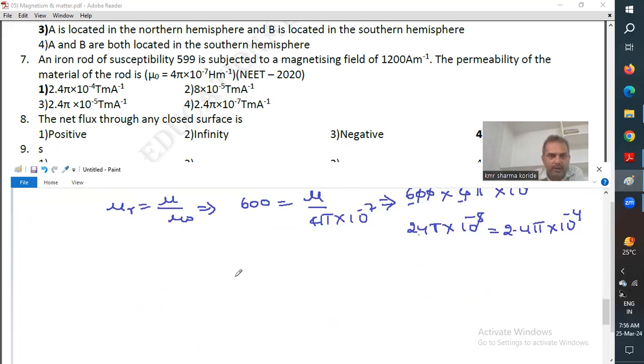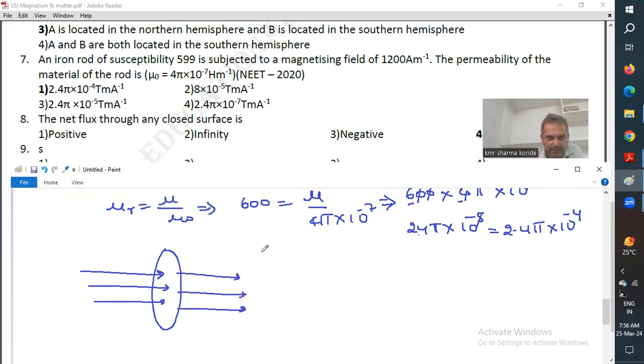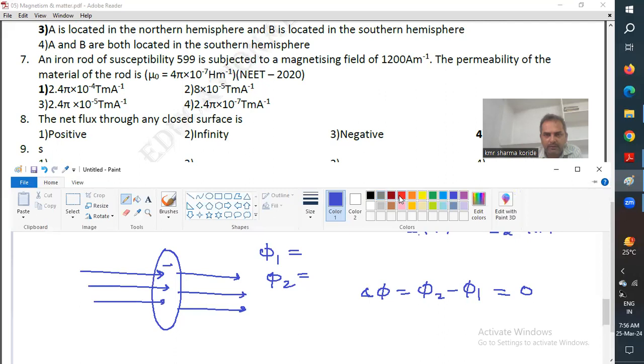The net flux through any closed surface is going to be 0, because the difference is the question. Let us say this is the surface along which the magnetic lines of force enter and leave. When they enter, you call this flux 1. When they leave, the same number of lines of force enter and the same number leave. So when these two are equal, the difference will be phi 2 minus phi 1. Since the same number of lines of force enter and leave, the answer is 0. So phi 2 is equal to phi 1, they get cancelled.